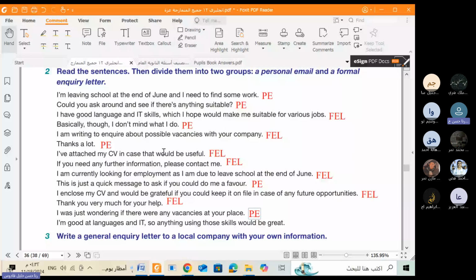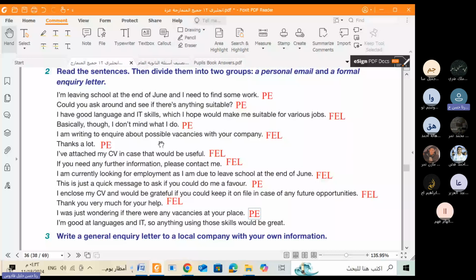I'm writing to inquire about possible vacancies with your company. It is the formal one. Now, the personal one: I was just wondering if there were any vacancies at your place. And the last one: I'm good at languages and IT, so anything using these skills would be great.